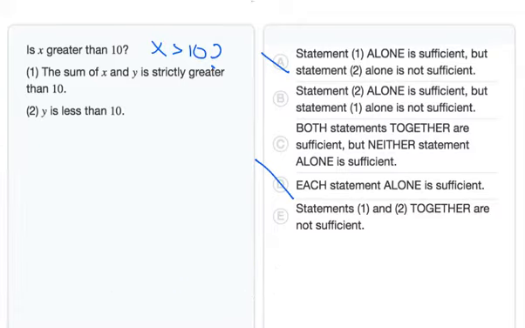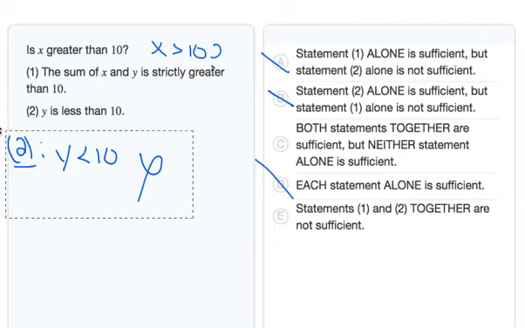Statement 2 says that y is less than 10. But our question asks whether x is greater than 10. Statement 2 gives us no information about x, so there's no way that we can determine whether x will be greater than 10 or not. This statement alone is not sufficient. Thus, we can eliminate answer choice B. But we're still left with answer choices C or E, so our last resort is to combine the statements. So let's combine both statements.